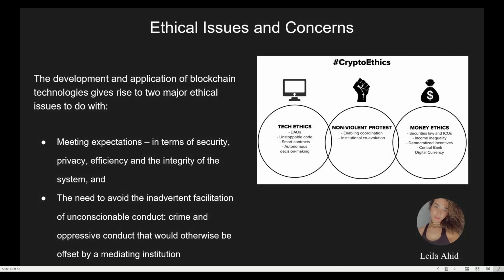The ethical issues and concerns of cryptocurrency. The development and application of blockchain technologies gives rise to two major ethical issues to do with meeting expectations in terms of security, privacy, efficiency, and the integrity of the system, and also the need to avoid the unintended facilitation of unethical conduct such as crime and oppressive conduct that would otherwise be offset by a mediating institution. Neither issue is unique to blockchain, and neither is likely to be fatal to its application. However, both involve considerable risk if not anticipated and proactively addressed.